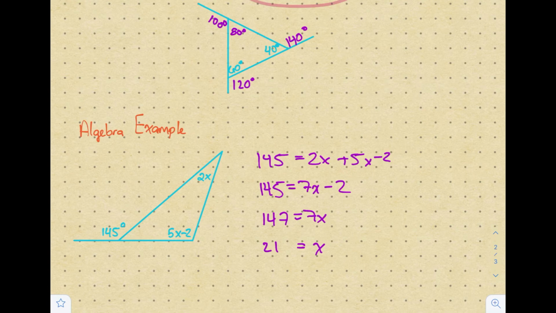Now we can check our work by plugging x in. If x is 21, then this angle 2x is 42 degrees. If x is 21, then this angle is 5 times 21 minus 2, which is 103 degrees. And 103 plus 42 is 145.